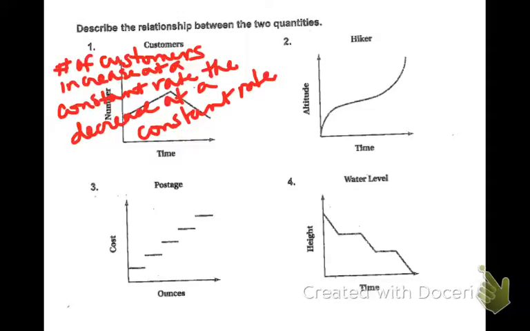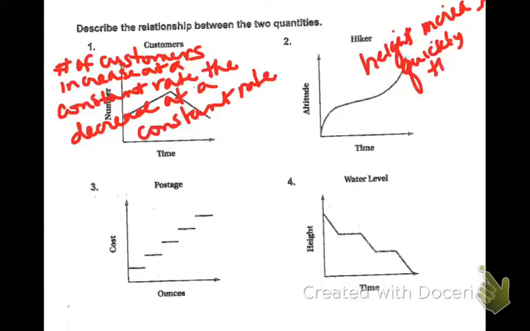What about the hiker in number 2? We're talking about altitude over time. So the height increases pretty quickly, then slower, and then quickly again. So height increases quickly, then slower, then quickly again.